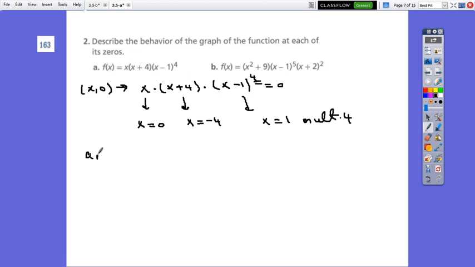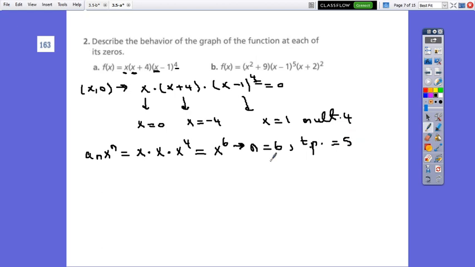The leading term will be found by simply multiplying the first term in each factor. So it is x times x times x to 4, and this is x to 6, in which the degree is 6. Possible turning points is 5. And the leading coefficient is 1, which is positive. So the end behavior will be up, up. And because of multiplicity 4 at x equals 1, if we graph it, we will find a parabola opening upward. So it will be here at 1, a parabola opening upward, like this.